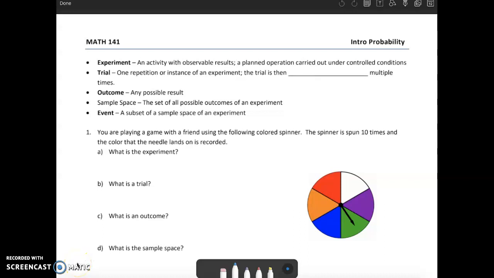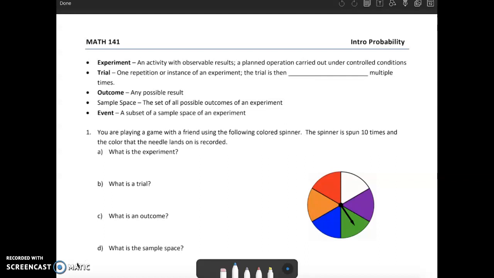In this section, we're going to cover an introduction to probability. So some definitions we need to know. An experiment is considered an activity with observable results, a planned operation that's carried out under controlled conditions. So it doesn't have to be a very big production of an experiment. For us, an experiment could simply be we're going to flip a coin a certain number of times and observe what happens, or we're going to draw a card from a deck and see what happens. So it's just an activity where we can observe the results.